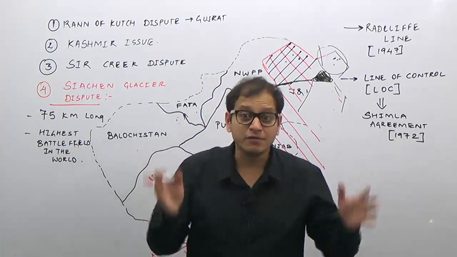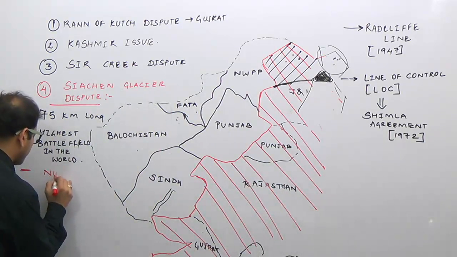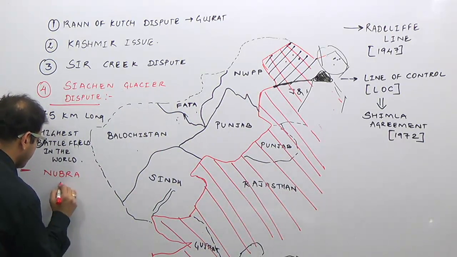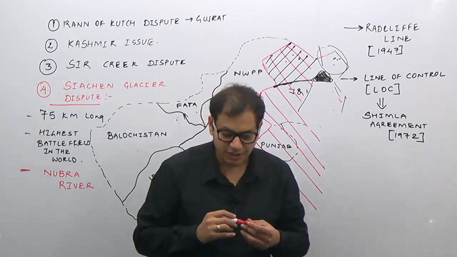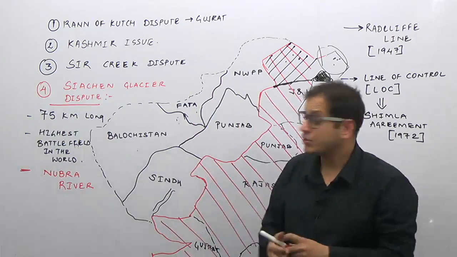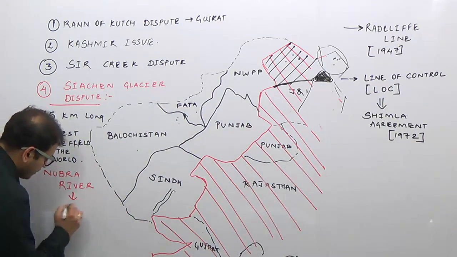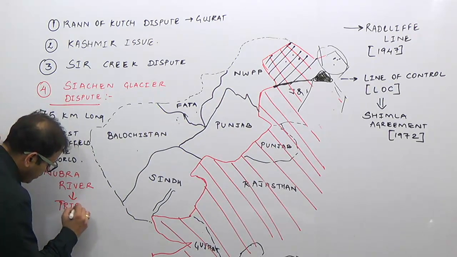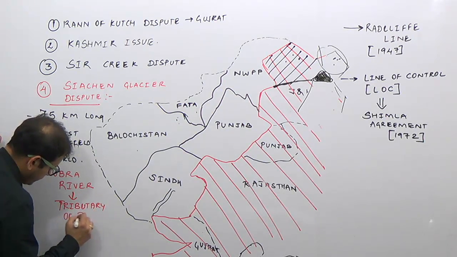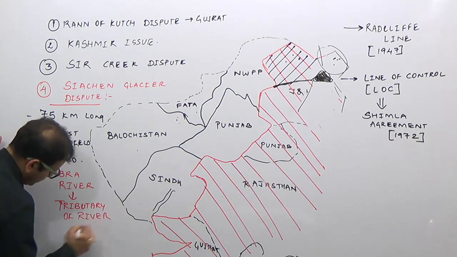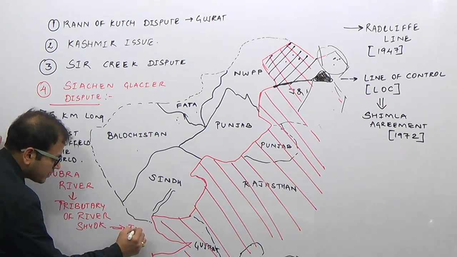Here, the river which feeds the Siachen glacier is the Nubra river. It is the Nubra river which feeds the Siachen glacier region. Nubra is a tributary of river Shyok, and Shyok is further a tributary of river Indus.